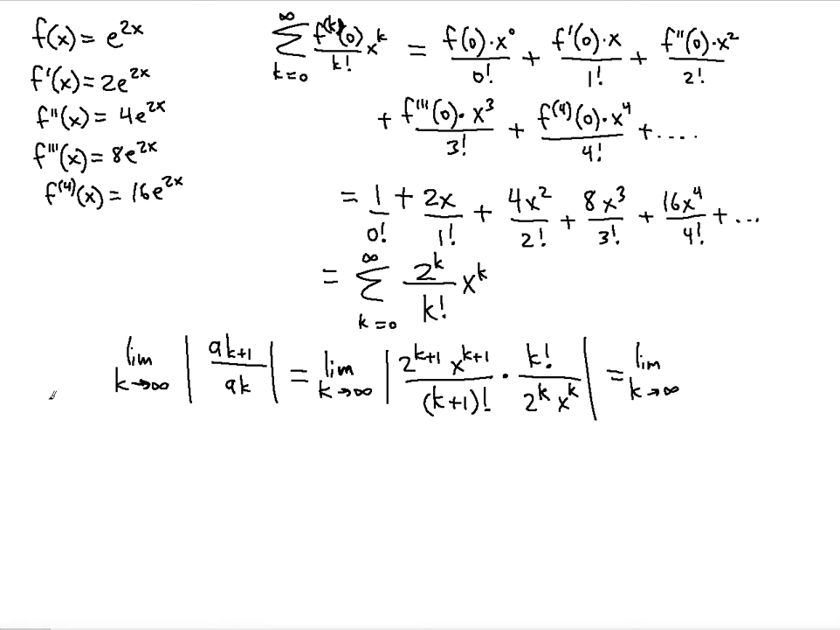So 2 to the k will go away. 2 to the first power will remain. x to the k will go away. x to the first power will remain. k factorial goes away, but k plus 1 will be factored out. So basically we will have 2 divided by k plus 1, because k plus 1 factorial can be expressed as k factorial times k plus 1. k factorial will cancel out with the top, so k plus 1 remains.